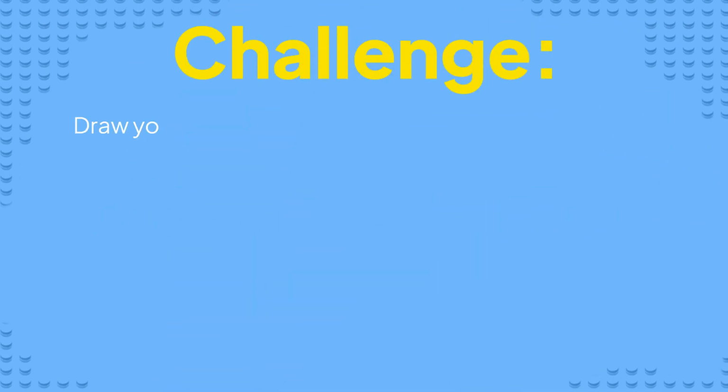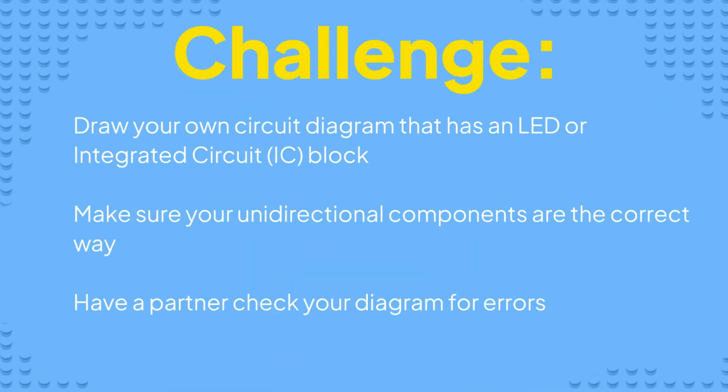Ready for another challenge? Design and draw your own circuit diagram that has a unidirectional component in it. Make sure your component's facing the right direction to allow current to flow. When you're finished, trade with a partner and check their diagram for errors.